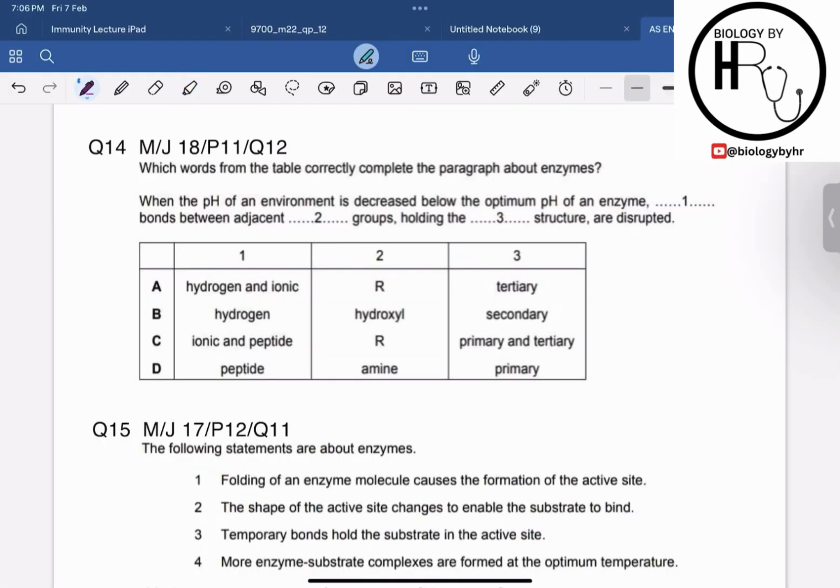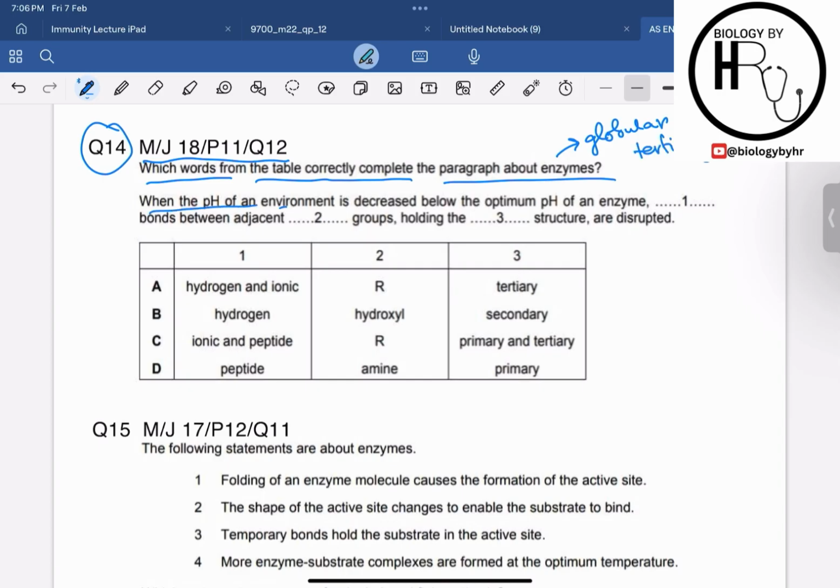Now let's move on to question 14 over here. Question 14 is from May June 18 paper 1 question 12. It says, which word from the table correctly completes the paragraph about the enzymes? We know that enzymes are globular in nature, and they have a tertiary structure, right?